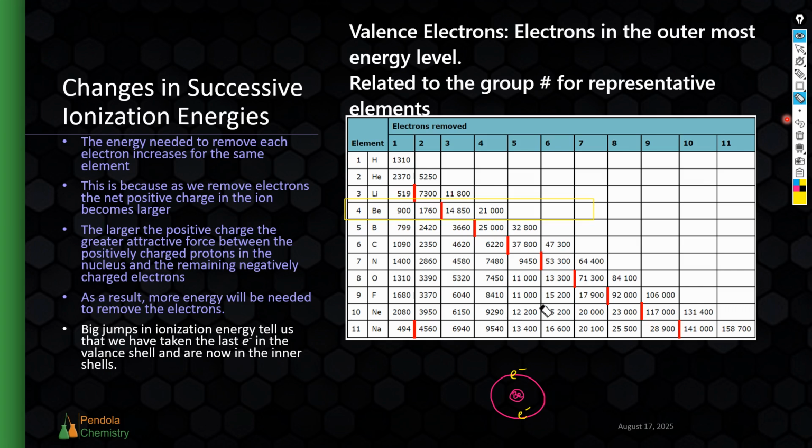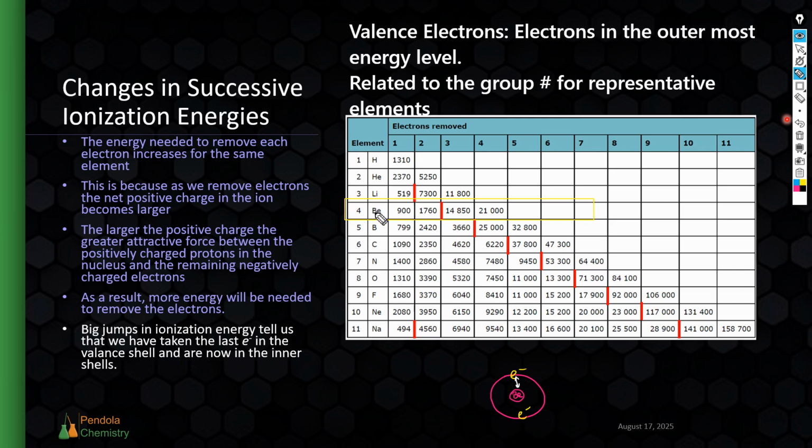Why? Because we have gotten rid of an energy shell. And when we get rid of that energy shell, it takes a lot more energy to remove the next electron, the third electron, because it's so much closer to the nucleus. That distance has decreased dramatically from the prior energy level. And so you notice that big jump here.